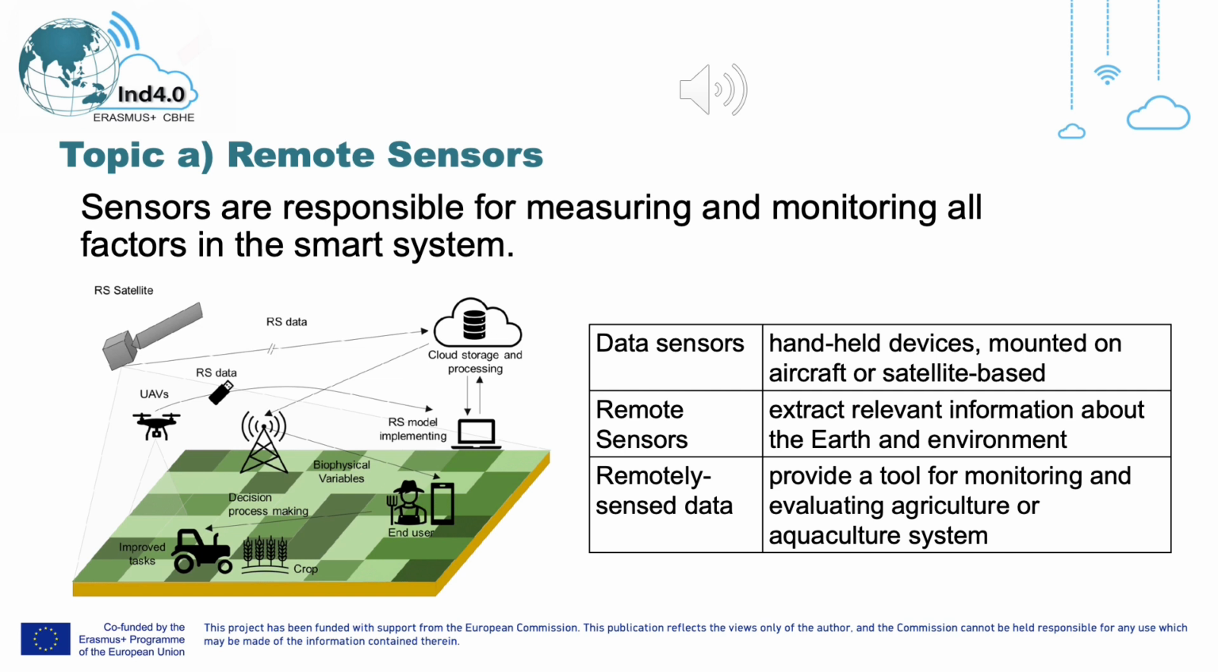Remote sensing is one of the most common ways to extract relevant information about the Earth and environment. The remotely sensed data provide a tool for evaluating crop health. Plant stress related to moisture, nutrients, compaction, growth, diseases, and other plant health concerns are often easily detected in overhead images.